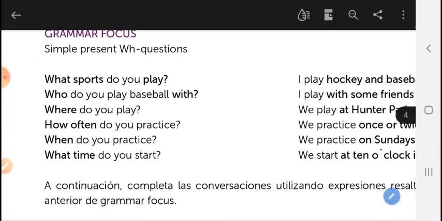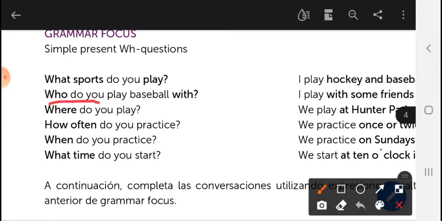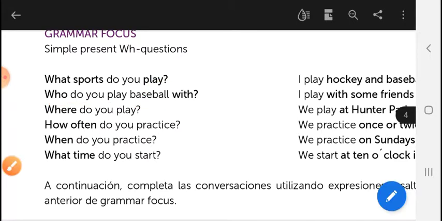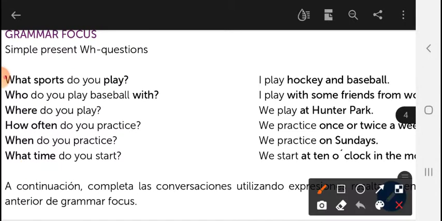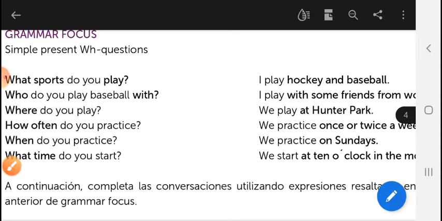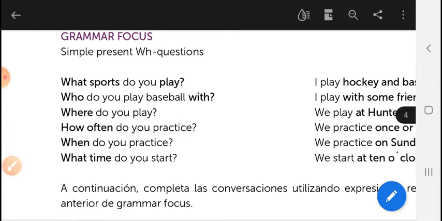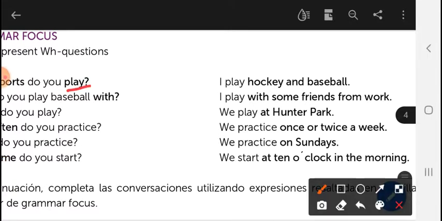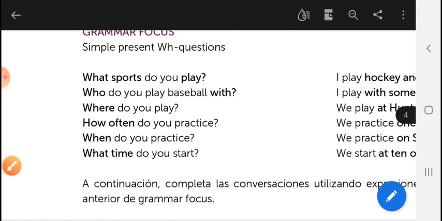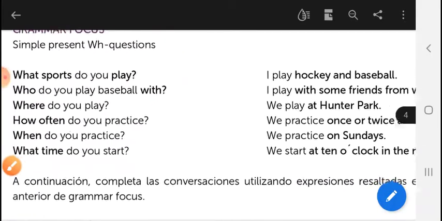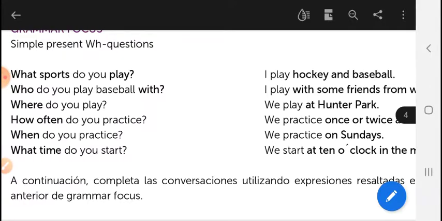Who, ¿con quién? Who do you play baseball with? Okay? Play, el verbo principal, yes? I, que es el pronombre. I play with some friends from work, okay? Si ustedes se fijan, parte de la respuesta se repite en la pregunta, ¿ven? Okay? Where do you play? ¿Dónde? We play at Hunter Park, okay?